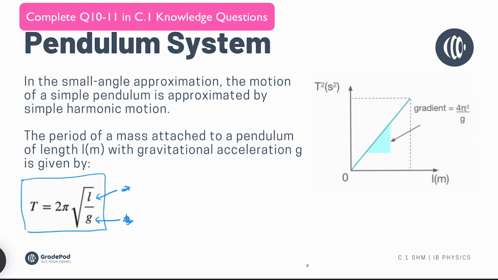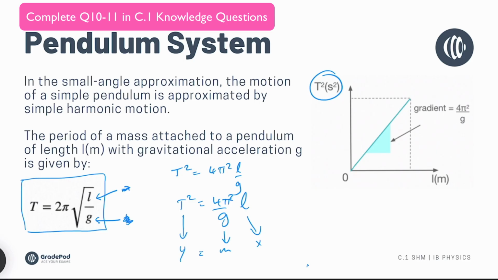So if we take this equation and square it, T squared equals 4 pi squared L over G. T squared equals 4 pi squared over G, times L. Plot that on the x-axis, that's our gradient, and that is y. Y equals mx, so we put T squared on the y-axis, L on the x-axis, and our gradient becomes 4 pi squared over G.